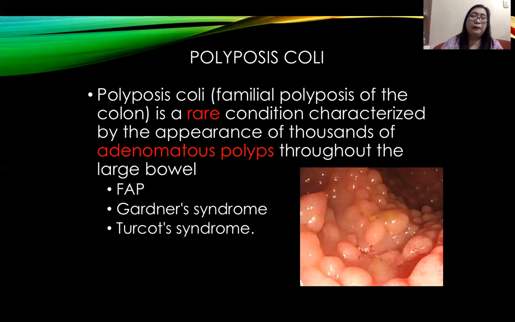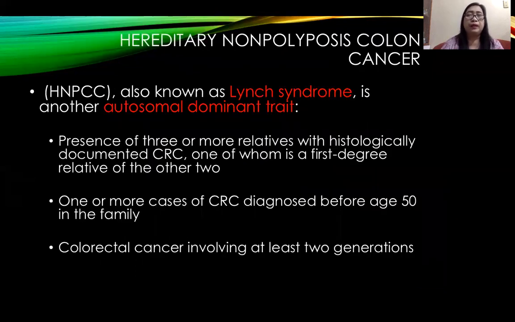So your familial adenomatous polyposis, your Gardner syndrome, and Turcot syndrome are the different types of polyposis that can lead to colorectal cancer. Hereditary non-polyposis colon cancer is also known as Lynch syndrome. This is again another autosomal dominant syndrome, such as your colonic polyposis. This is the same. Both of them are autosomal dominant traits.